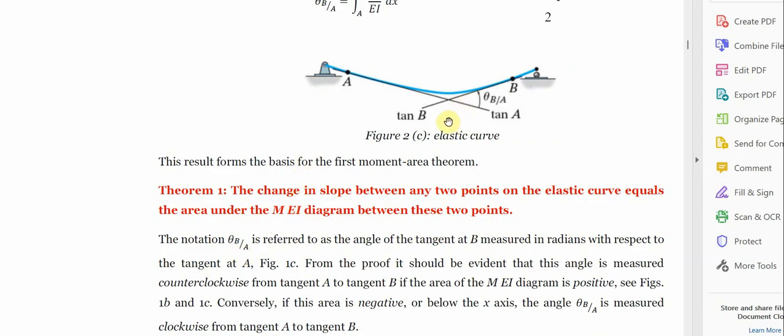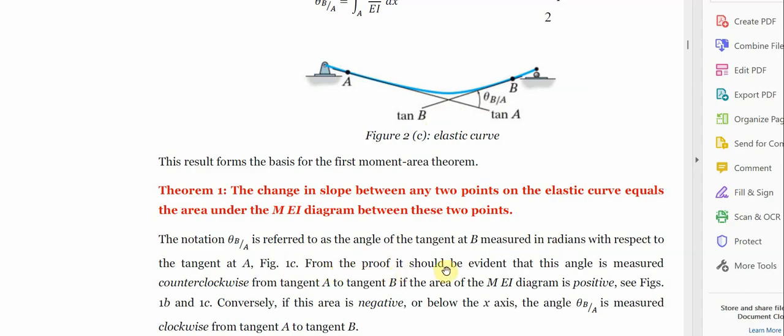For instance, now we have tangent A and tangent B. The angle of this rotation, measured in relation to tangent A, is what we are talking about here. So you can see it in the diagram. The notation refers to the angle of the tangent at B measured in radians with respect to the tangent at A.